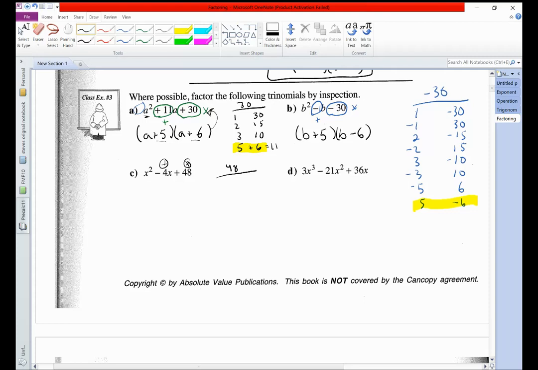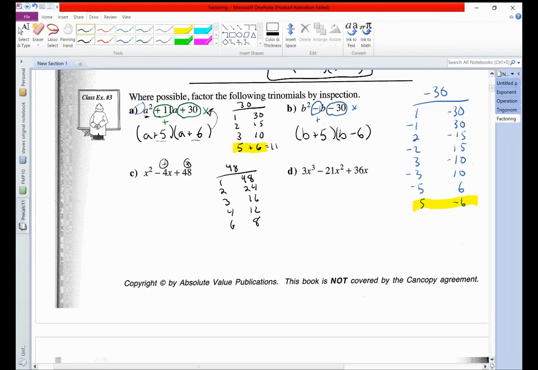So make your multiplication chart here. 48 is 1 times 48, 2 times 24, 3 times 16, 4 times 12. 5 doesn't go in. 6 times 8. I think that's as far as it goes. I can't think of any more. I feel like my brain isn't working very well right now, so if I missed one, I apologize.